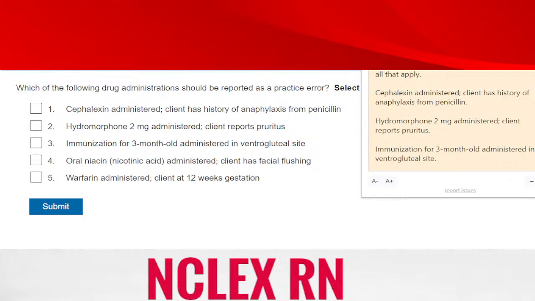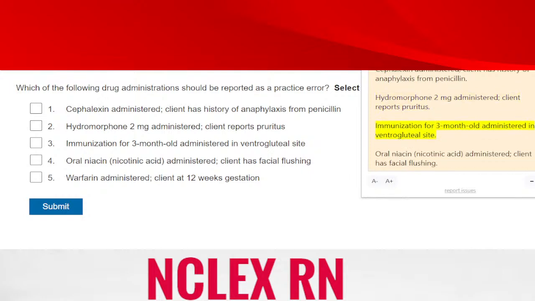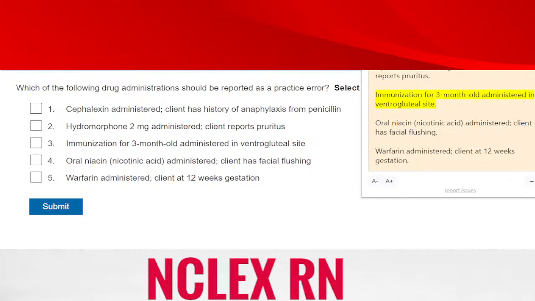Which of the following drug administrations should be reported as a practice error? Select all that apply. Cephalexin administered, client has history of anaphylaxis from penicillin. Hydromorphone 2 mg administered, client reports pruritus. Immunization for 3-month-old administered in ventrogluteal site. Oral niacin, nicotinic acid, administered, client has facial flushing. Warfarin administered, client at 12 weeks gestation.